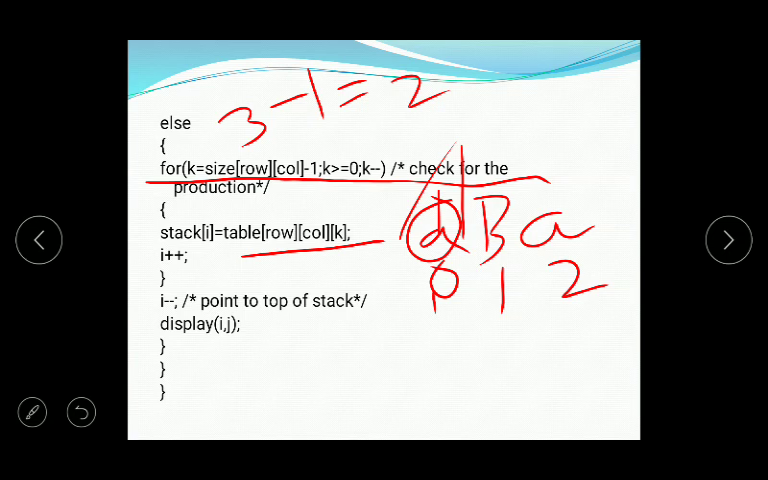This is what to do for a production. Then, after making all the arrangements, just decrement the i value once to point to the top of the stack, because it was already incremented over here. Just to make it convenient, this incremented i value is decremented again, which points to the top of the stack. Then call the display function to display the contents of stack and input.